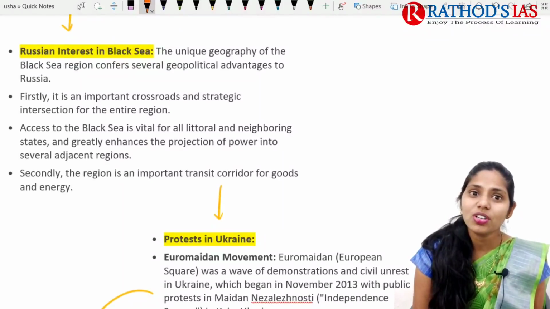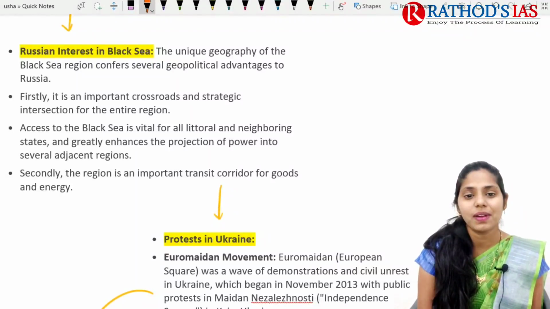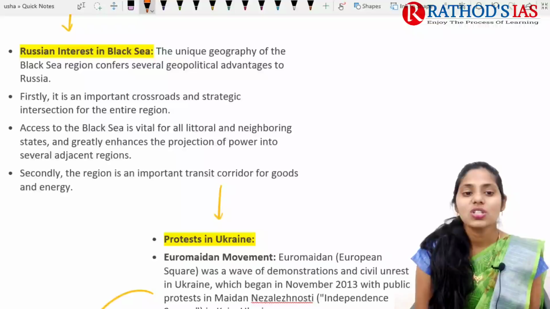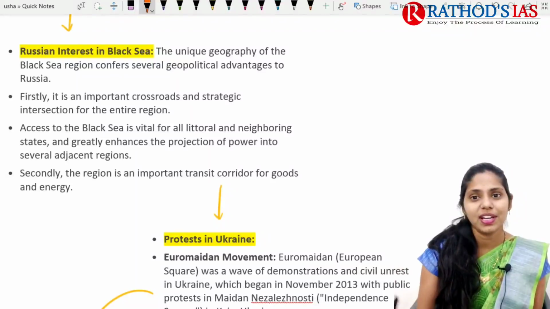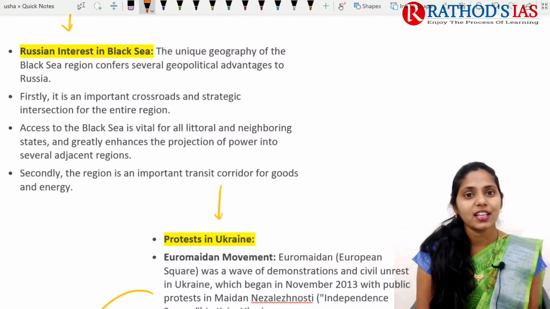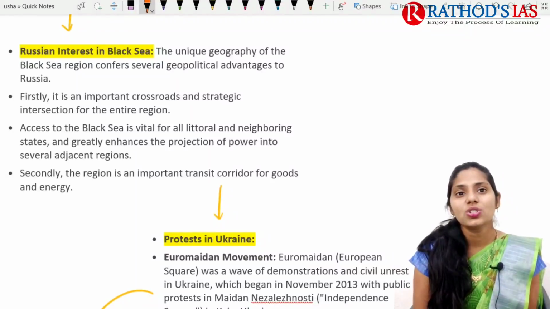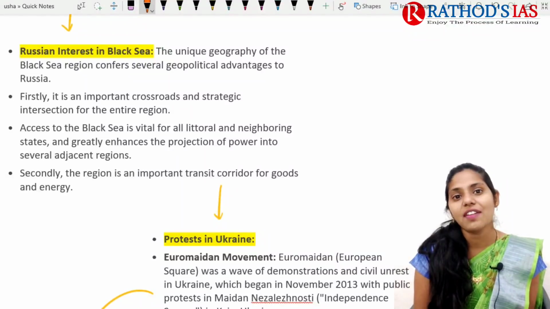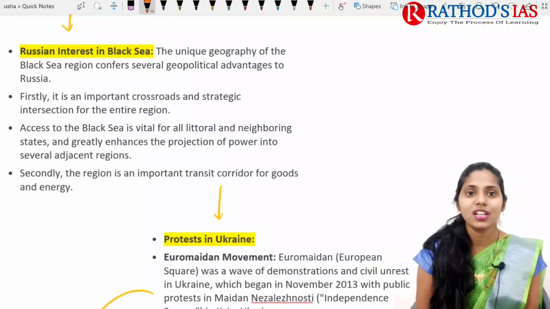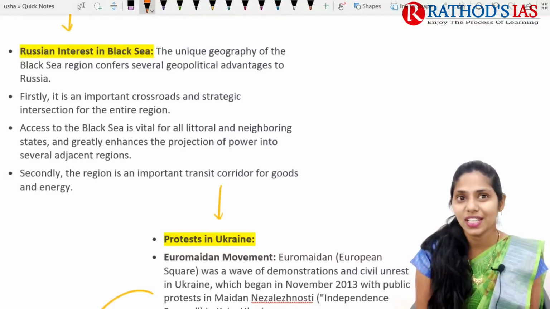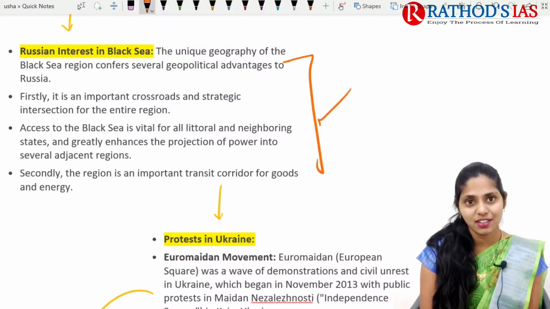Next, if you are talking about the Black Sea, Russia has many interests in it, because the Black Sea region provides several geopolitical advantages. What are those advantages? Russia has some sea access, but it is iced over most of the time in the winter season, so there is no sea route it can use other than the Black Sea. It is an important crossroads and strategic intersection of the entire region, and access to it is very important for Russia and its neighboring states as well. The region is also an important transit corridor for goods and energy. Because of this, Russia has an interest in the Black Sea.